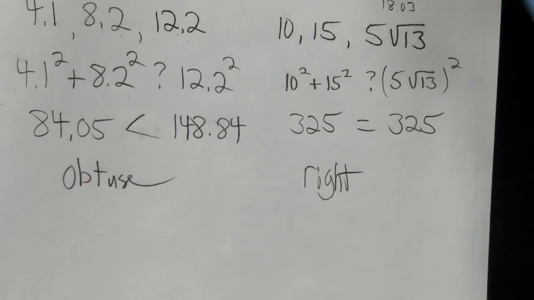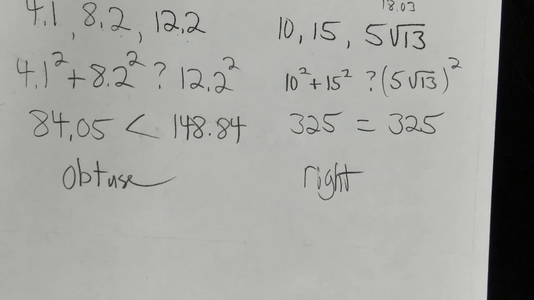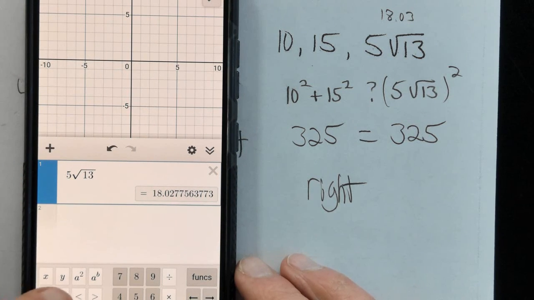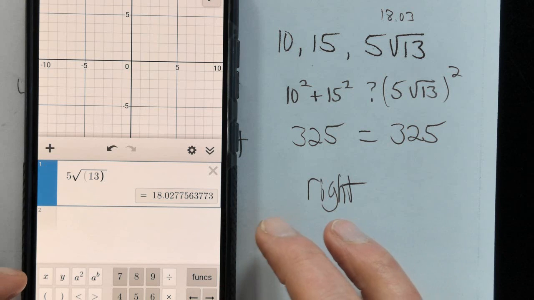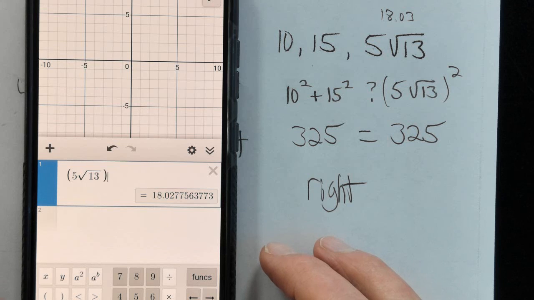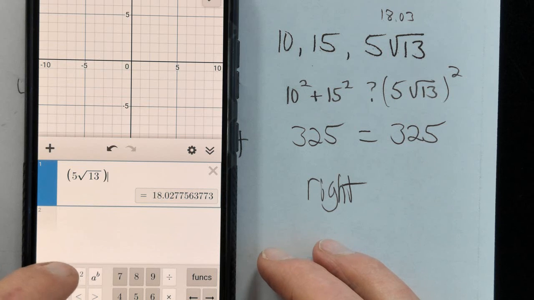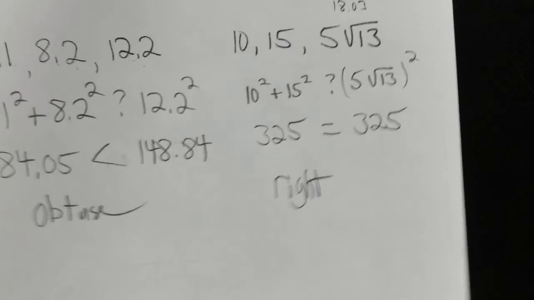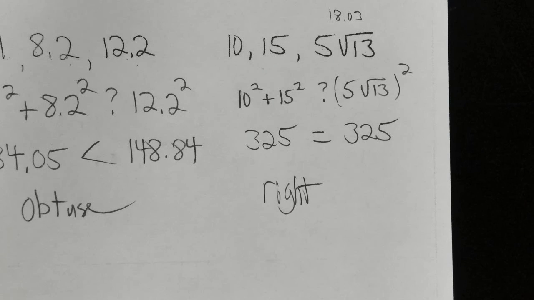Okay? And so just to kind of show you here, if I go back to my Desmos calculator, if we were to take this thing in here now and, whoops, I don't want that parentheses. I want the whole thing in a set of parentheses. So we will close it out there and then square that thing. Then you would see it is exactly 325, which makes it a right triangle. And so at this point, we're done with the section, and we have actually also completed the unit.